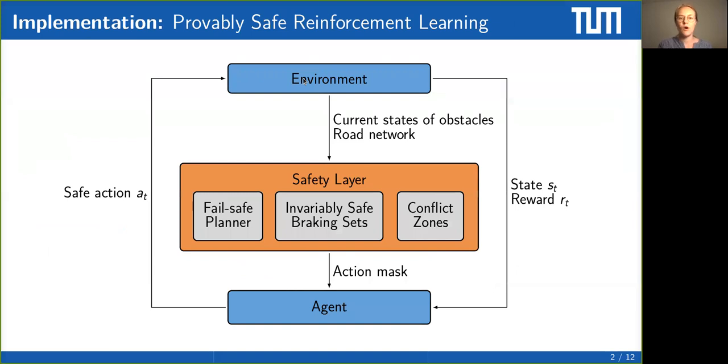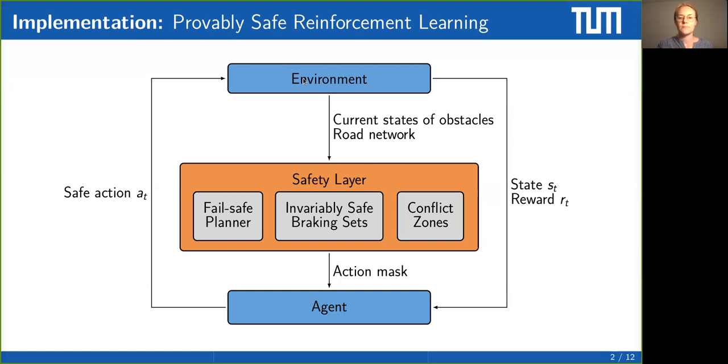So here, that's the overview of the provably safe reinforcement learning. On the outer part, we have the reinforcement learning part. And then this orange safety layer, the inner part, is the extension to provably safe reinforcement learning. So as usual, our agent observes the environment through the state, selects an action, and then the reward is used to indicate how well this action was.